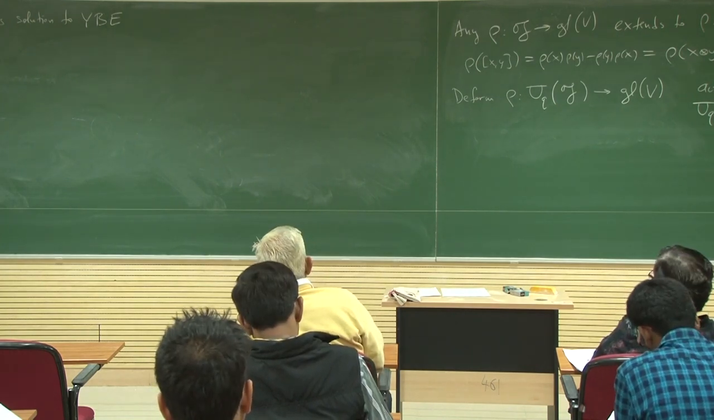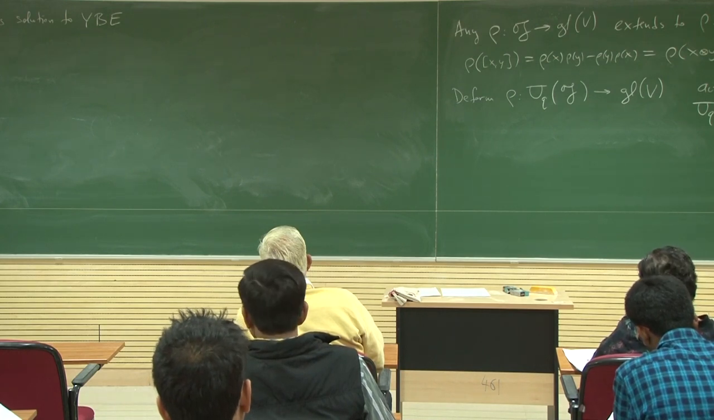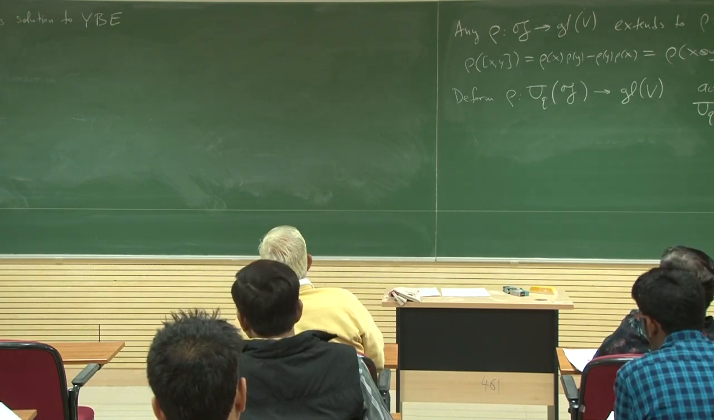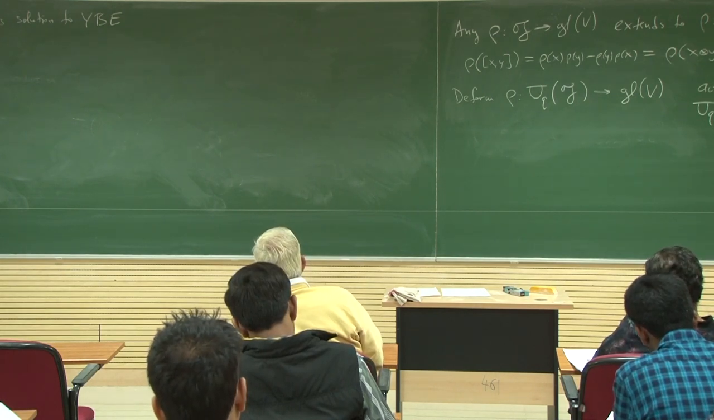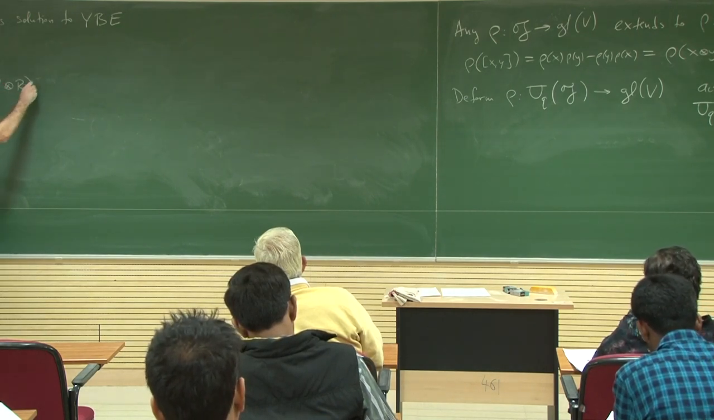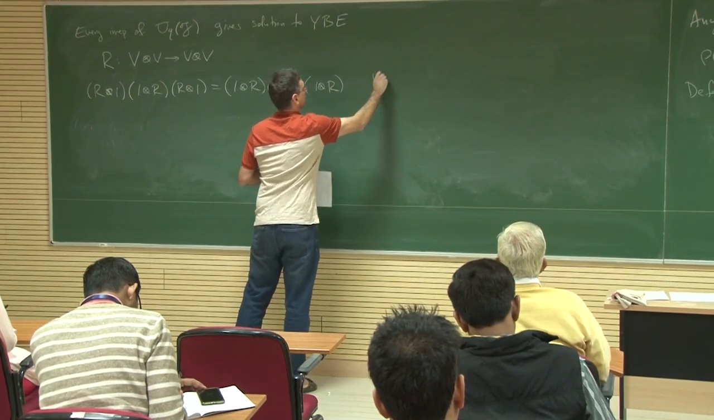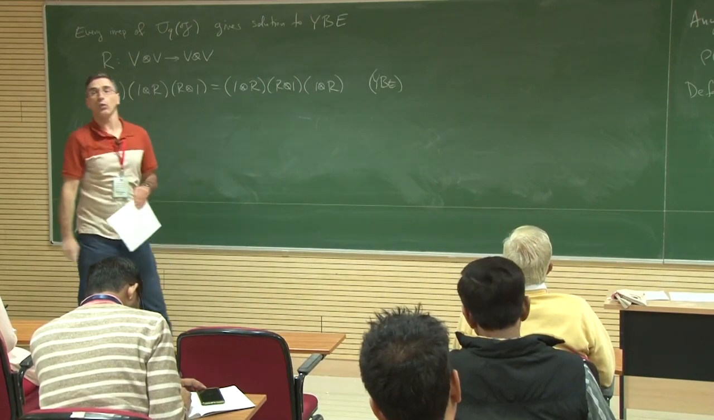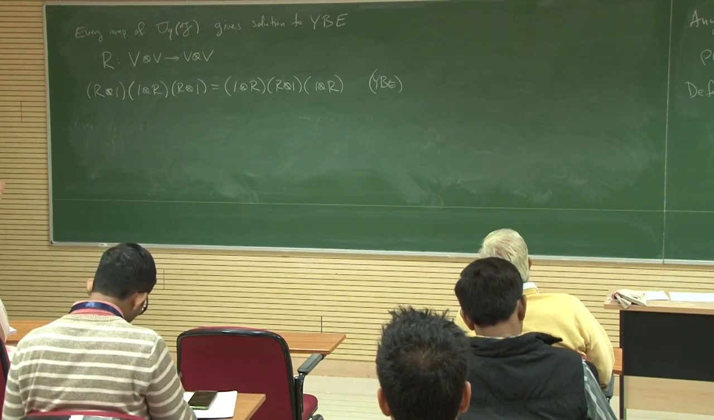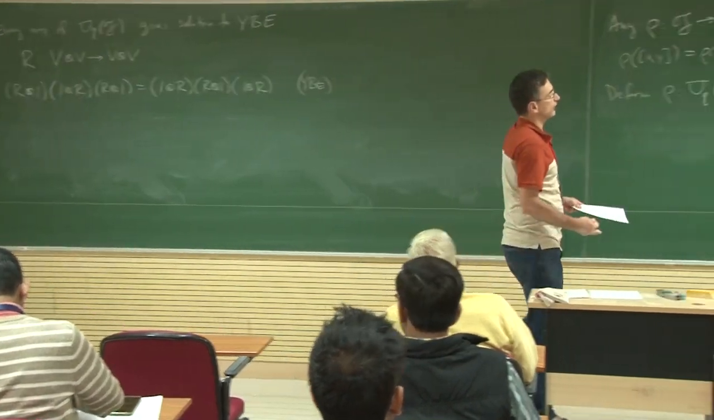We take an operator R, which goes from V tensor V to V tensor V. And then the Yang-Baxter equation is the statement that R tensor 1, 1 tensor R, R tensor 1 is equal to 1 tensor R, R tensor 1, 1 tensor R. This is the Yang-Baxter equation. What the heck is it? Who cares? Why is it interesting? This turns out to be the central point of the entire theory. Everything hinges on this equation. And to understand this equation, here is the picture.